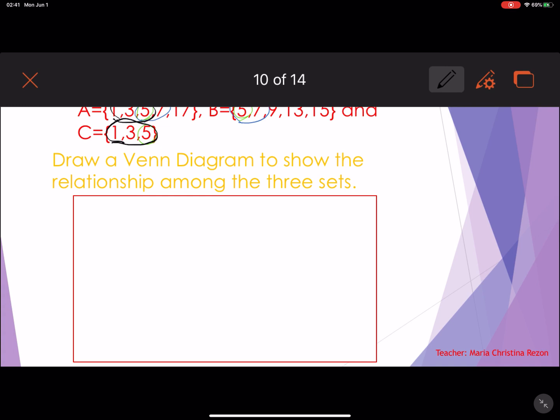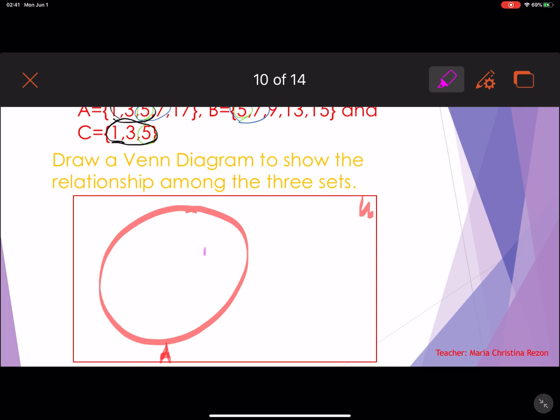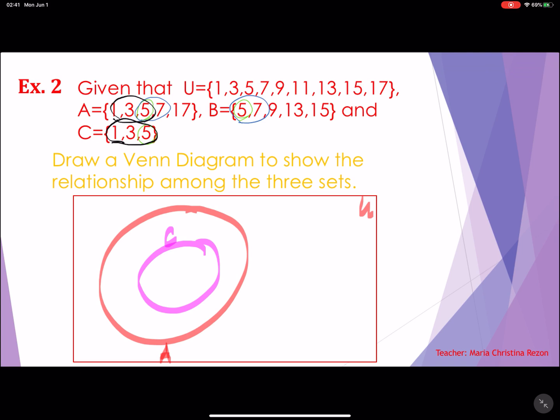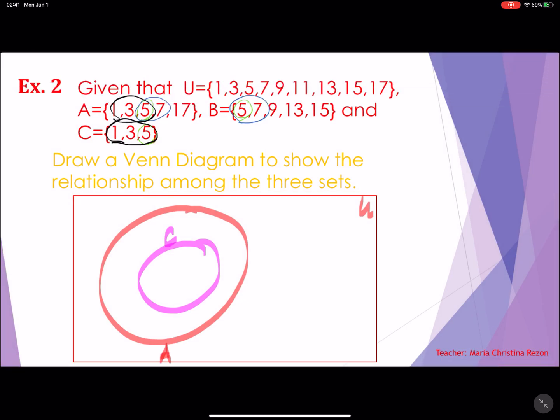So we will draw your Venn diagram. Let's say this is your universal set U, and if this is your A, we call that A. And then this is your C. Because your C and B also have one element in common, which is 5, let's draw that, and this is your C.